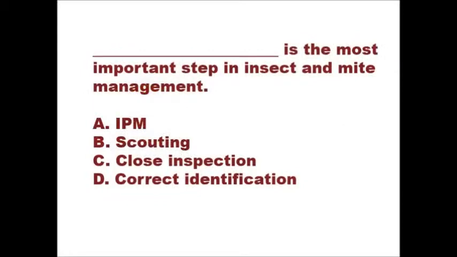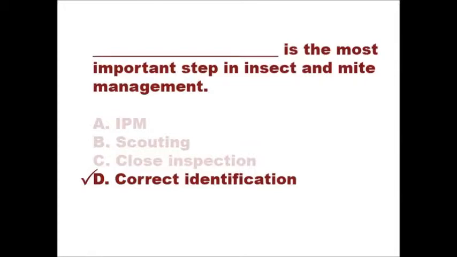Now that we've covered some of the basics of greenhouse pest management, let's review by answering a few multiple choice questions. Blank is the most important step in insect and mite management. A. IPM, B. Scouting, C. Close inspection, or D. Correct identification. If you selected D. Correct identification, then you answered correctly.